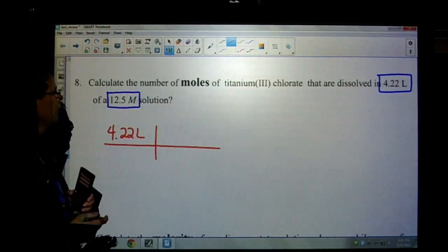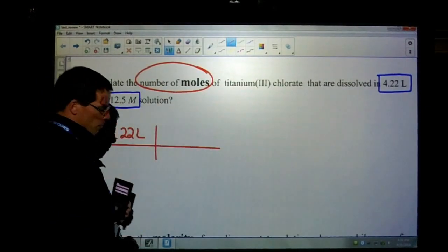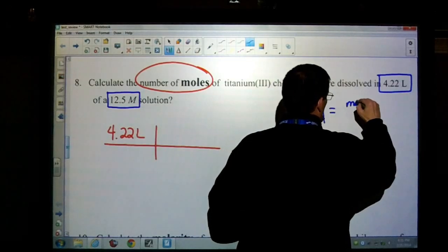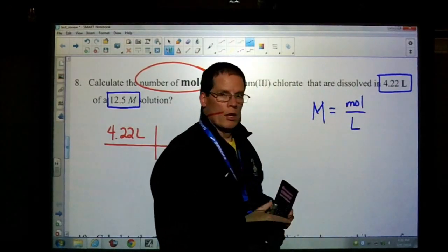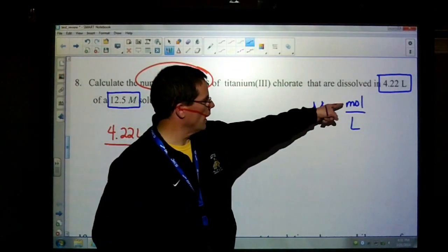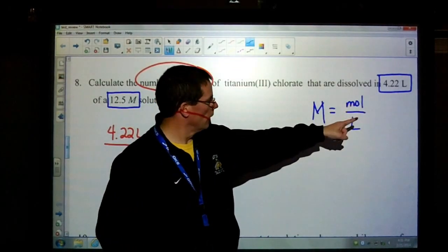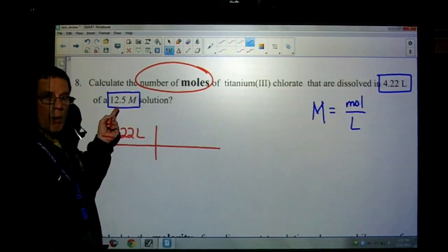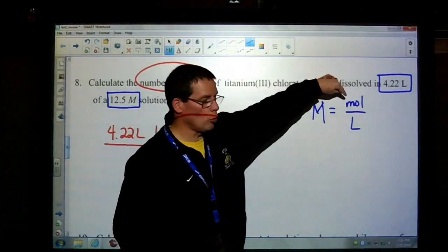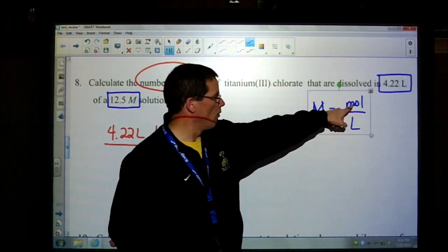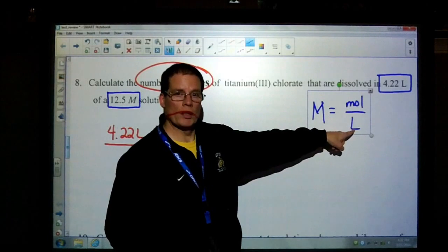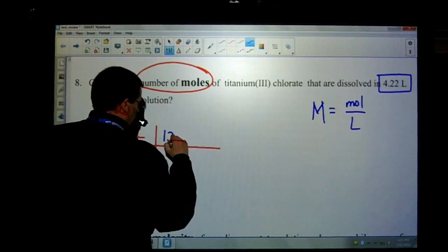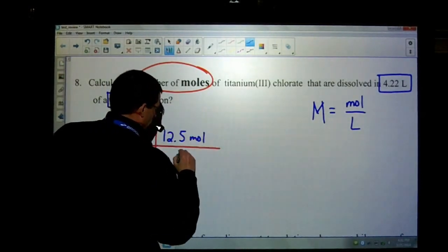The question is asking for moles. Be sure you know what molarity stands for. Molarity is moles divided by liters. So if I'm making a saltwater solution, I need a certain number of moles of salt, and I'm going to dissolve it in a certain number of liters. If I had a 12.5 molar solution of salt water, that means I'm going to have 12.5 moles of salt and 1 liter of water. So that number is going to go on top, 12.5 moles for every liter.